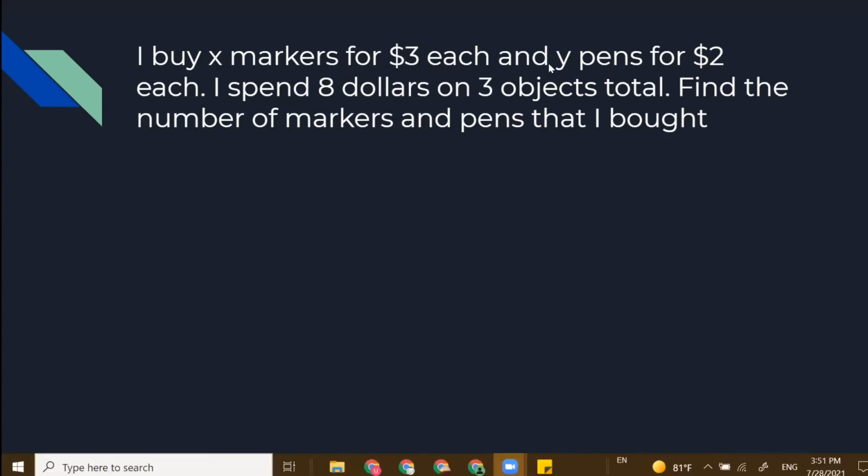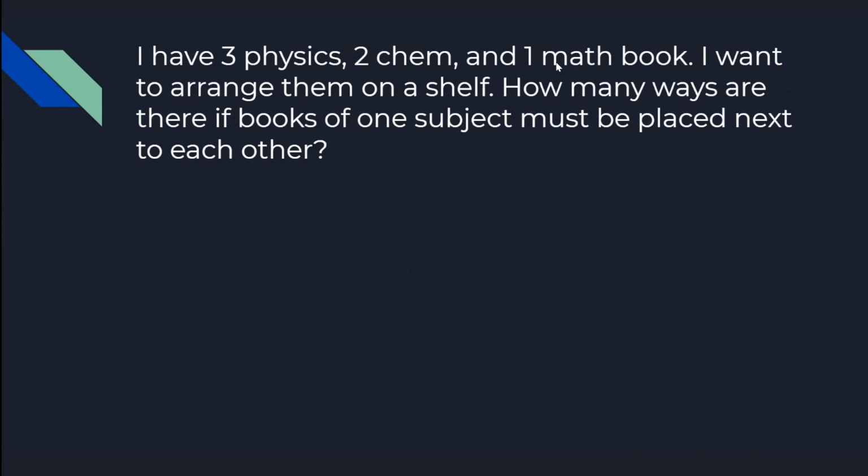I have 3 physics, 2 chemistry books, and 1 math book. I want to arrange them on a shelf. Okay, so I have 6 books that I want to arrange on the shelf. How many ways are there to arrange them if books of one subject must be placed together? So for example, all the physics books have to be placed together. This is a counting problem.